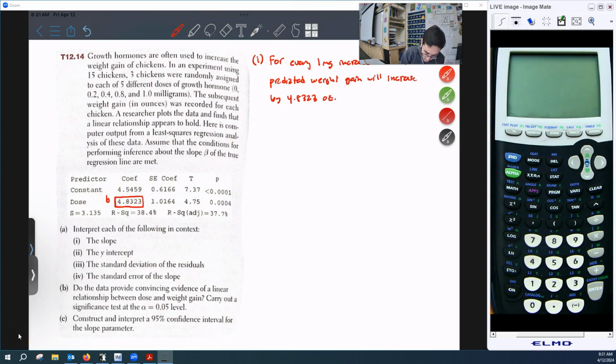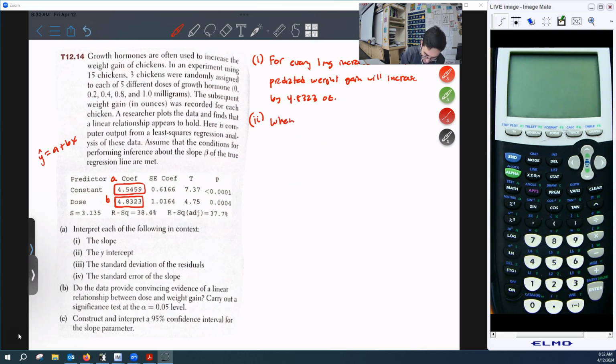The second item is the y-intercept. Graphically, the y-intercept tells us the y value when the x value is 0. In this case, it's going to be the predicted weight gain when there is 0 growth hormone. In the computer output, the y-intercept is going to be the first value in the coefficient column. I'll label that A. Remember the formula for a regression line is y hat equals A plus bx. So A is the intercept, B is the slope.